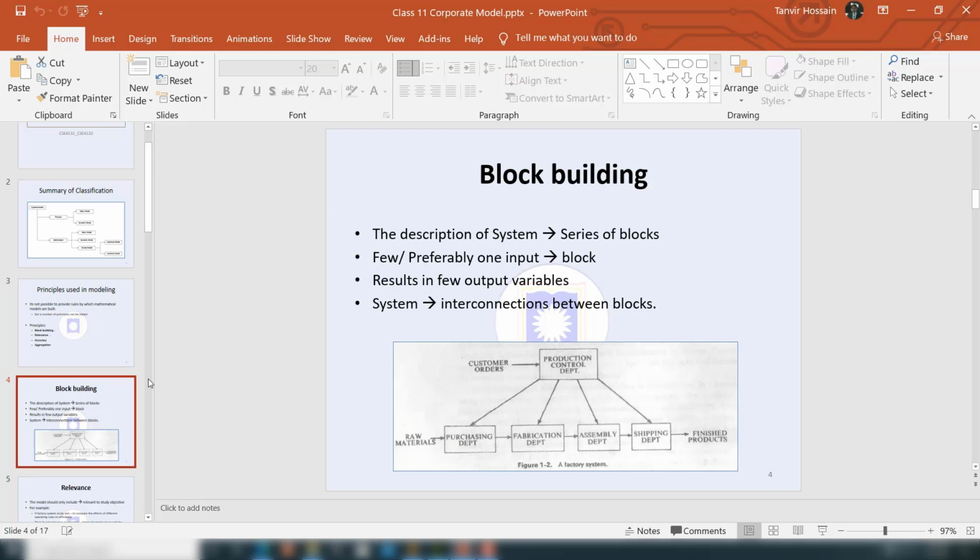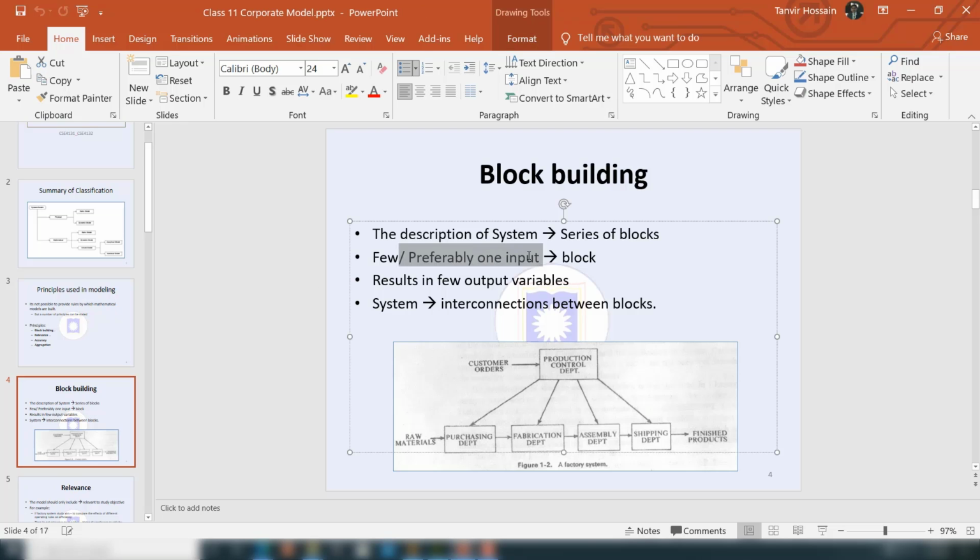So the first one is block building. Here, we are going to describe the system as a series of blocks. So a few, or preferably one, input, and that is also a block, results in a few output variables, with system interconnections between the blocks. As you can see, here is an image. Here there are 5 different blocks, and there are some inputs.